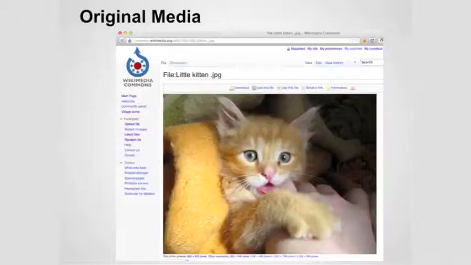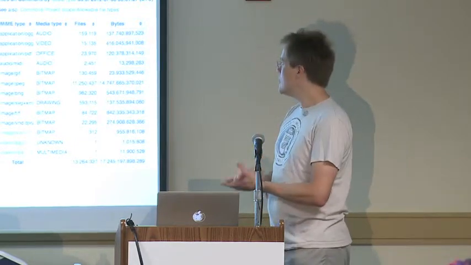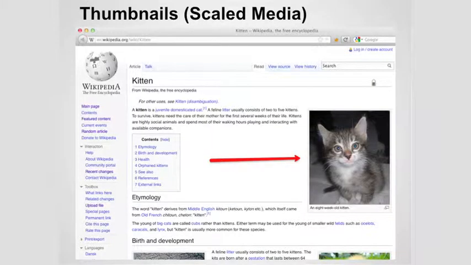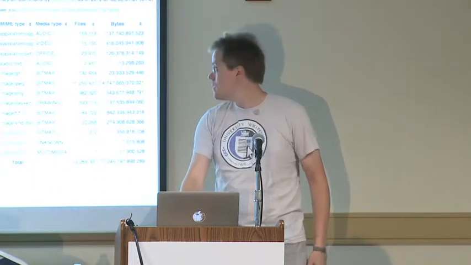By originals, I'm talking about when you look at a Commons file page and you get a picture. The link to the original is actually buried down here. This is a scaled version, but that's what I mean when I'm talking about original media. In addition to all of the original media, there are all the scaled versions. We call them the thumbnails. These are the ones that you actually embed in wiki pages. There are about 78 million of those. So by media, I mean the combination of those things.